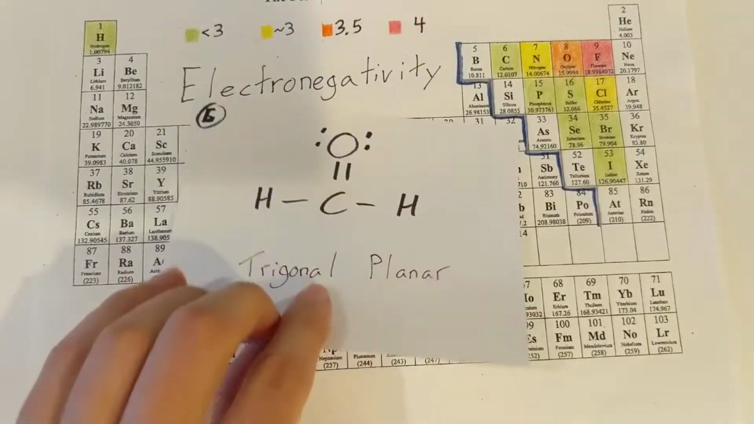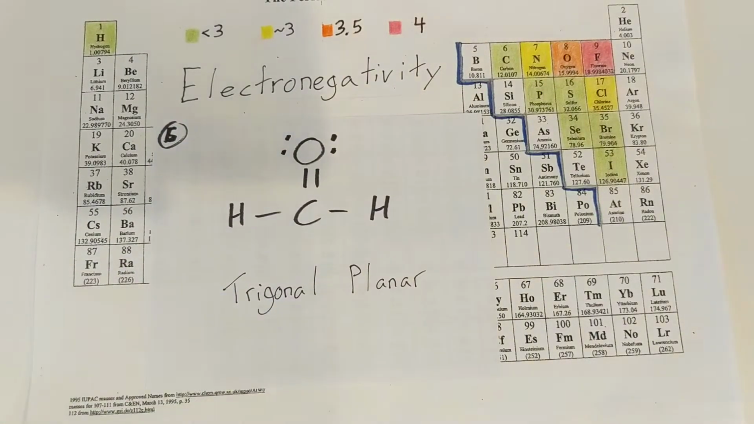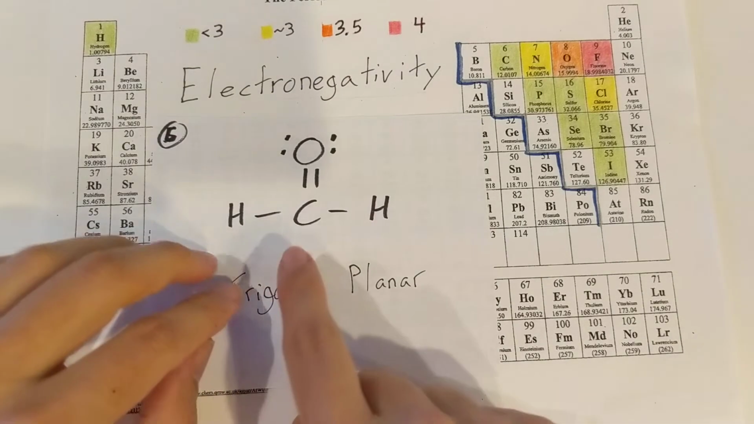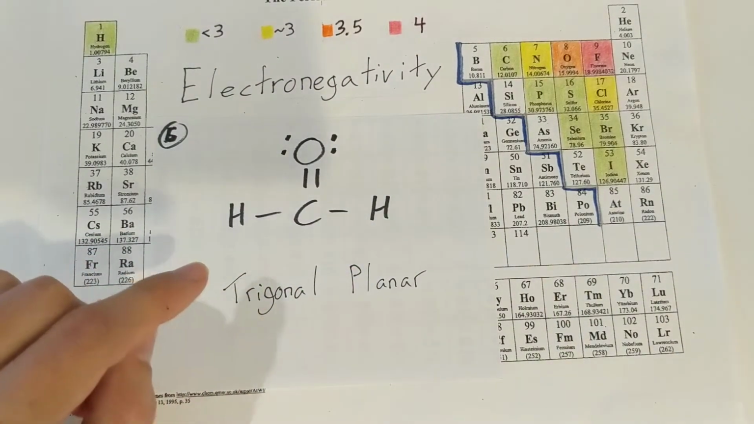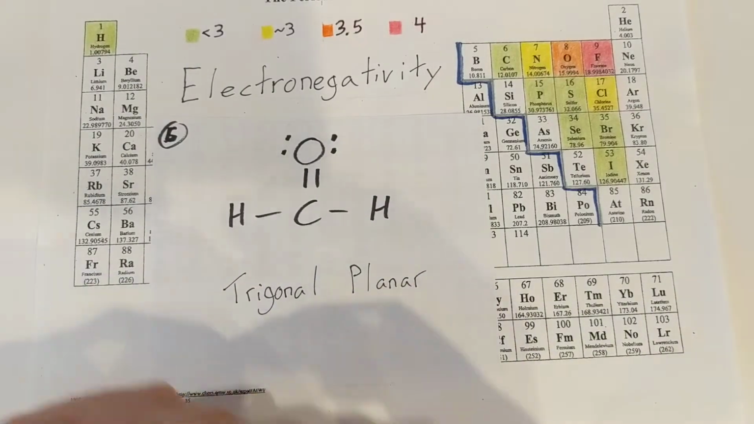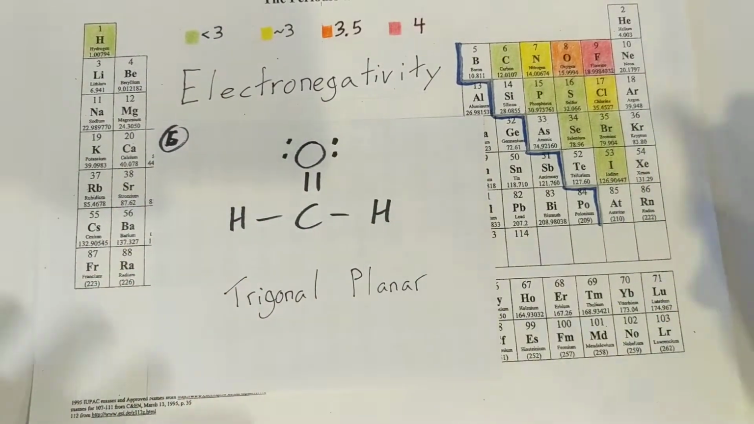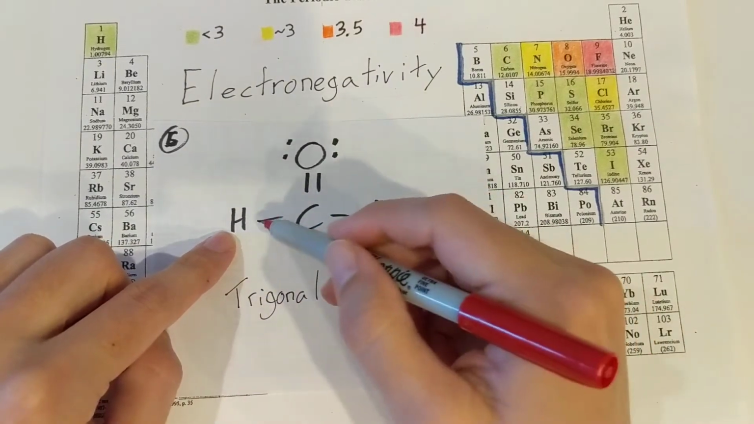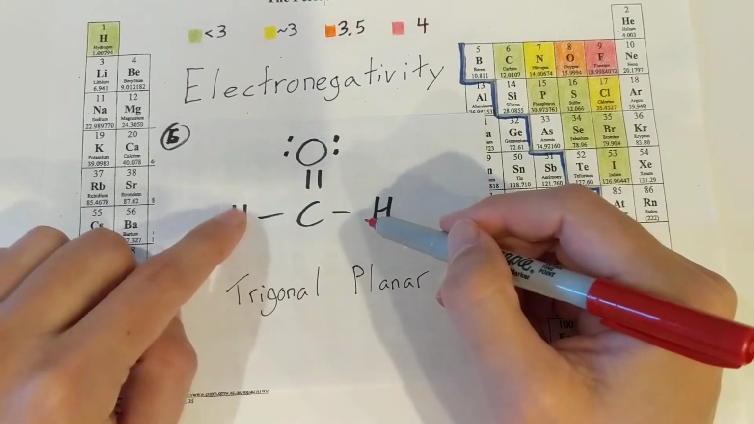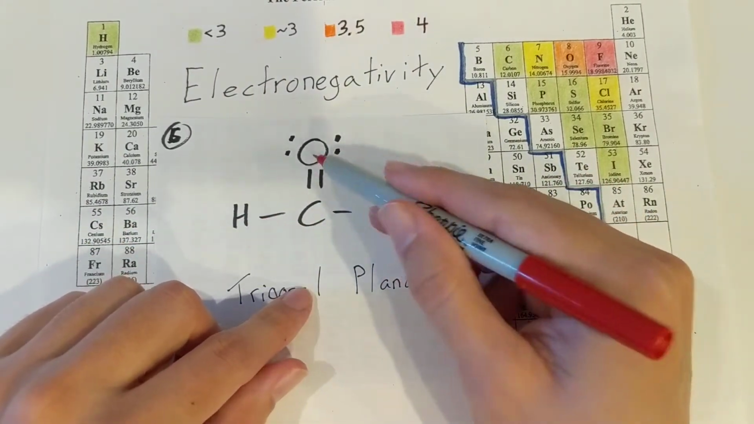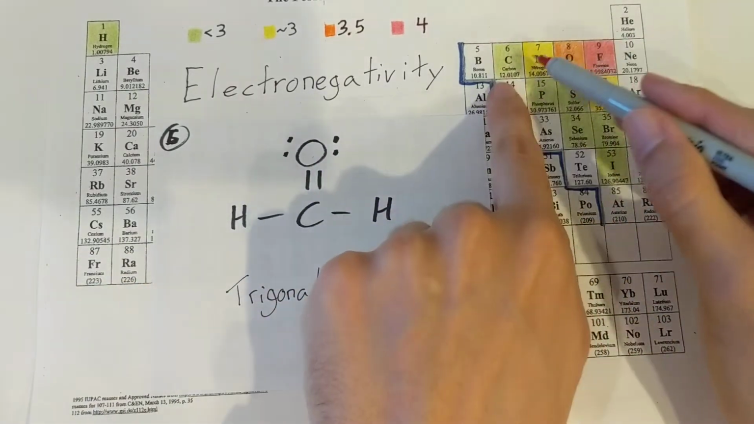All right, a few more. This one's trigonal planar. And if we want to take a look at each of these bonds, we got some hydrogen-carbon bond. And again, you're going to see this a lot. That's always a nonpolar bond. So we don't got to worry about those. Carbon and oxygen, though, that's polar. So let's take a look.